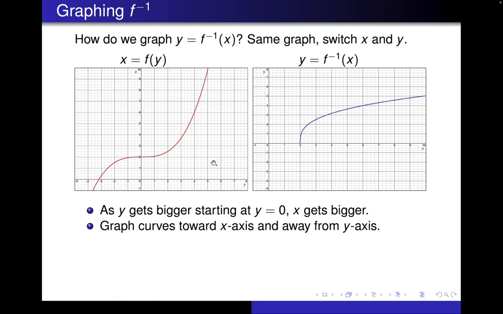So we're going to do the same thing here. We're going to start at y equals 0. Now y is the vertical axis right here. We're going to start at y equals 0, x equals 2. And then we're going to sort of curve towards the x-axis, where the x's get big as the y's get big.